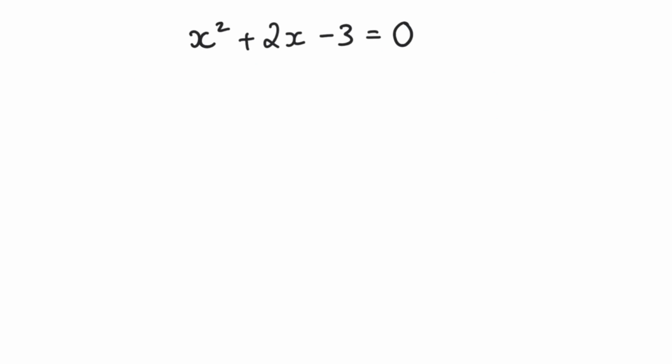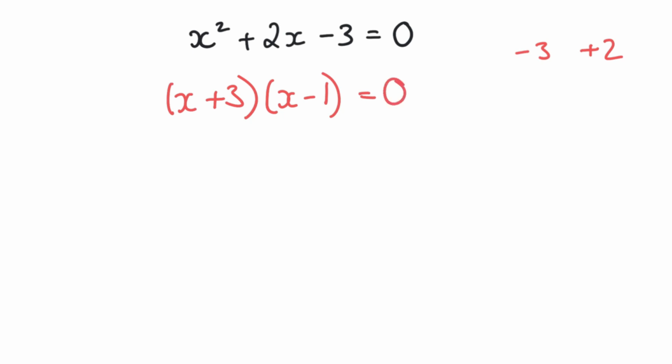So now that we know how to factorise our equations, we can use this method to help us solve equations like this: x squared plus 2x minus 3 is equal to 0. So to find a value for x, first we need to put this equation into brackets. So we're looking for two numbers that times together to make minus 3 and add together to make 2. So we're looking for x plus 3 and x minus 1 is equal to 0.